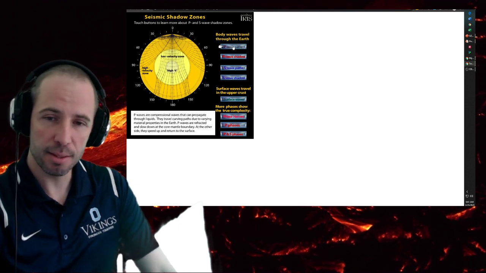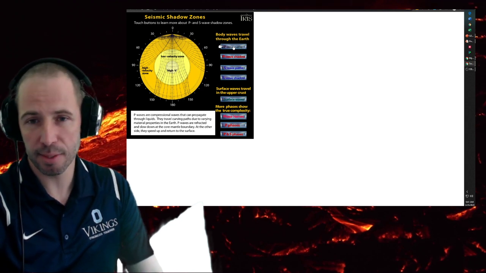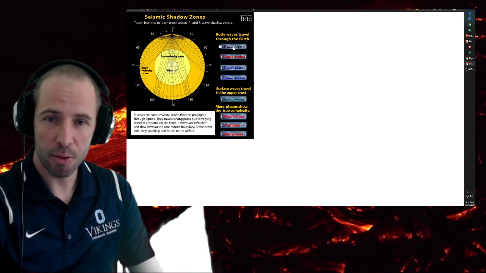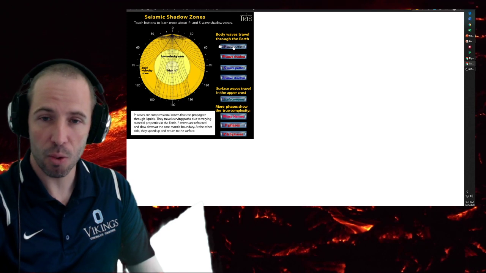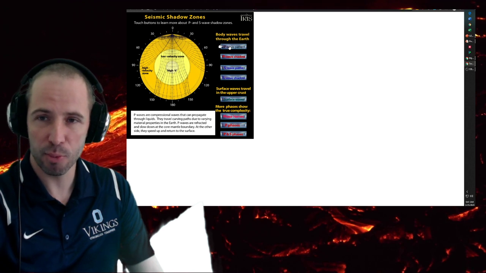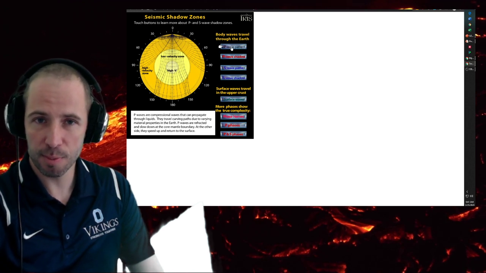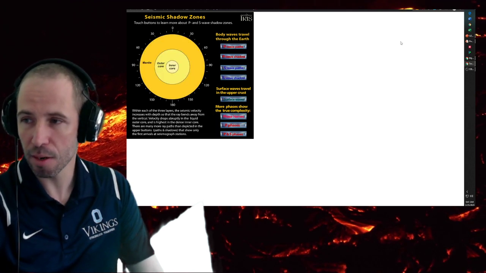But an important idea to note is that we know that the mantle is solid-ish, the outer core is liquid, and the inner core is solid because of this information. We also have a good amount of data on wave speed, which can tell us about pressure and temperature as well. So this is basically how we know about the interior of the Earth.